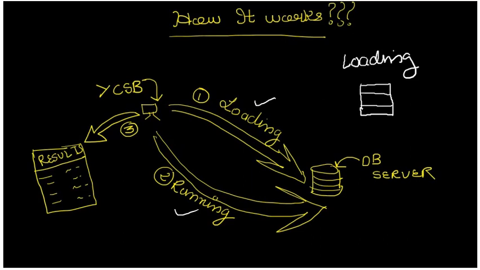Suppose YCSB inserts 1 million records in the database. It will tell how much time it took to insert 1 million records, like 60 minutes or 40 minutes. Also, it will tell the throughput, like how many records per second were inserted on average, like 30 records per second. This kind of thing is there in the result.